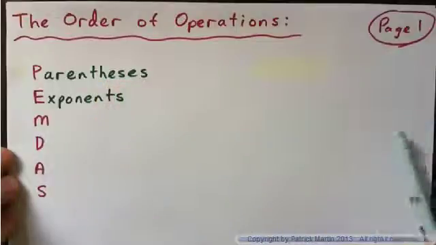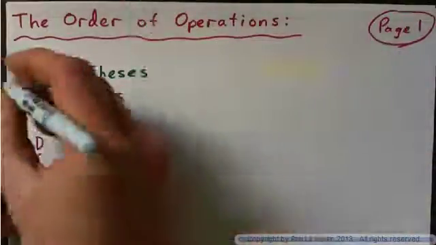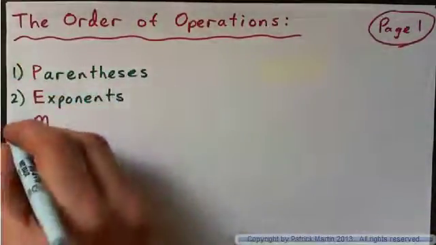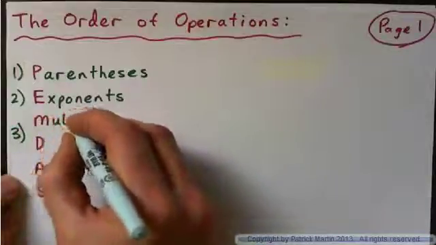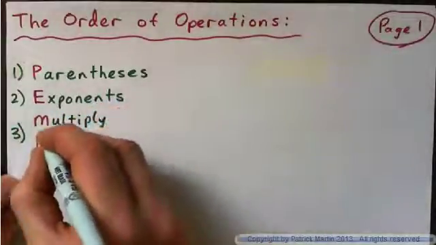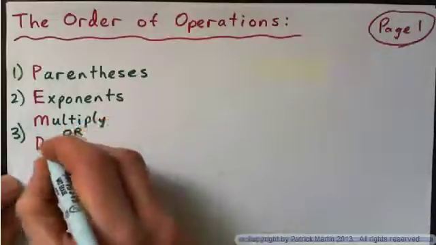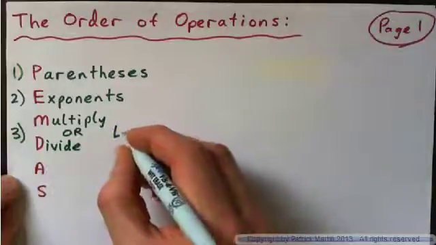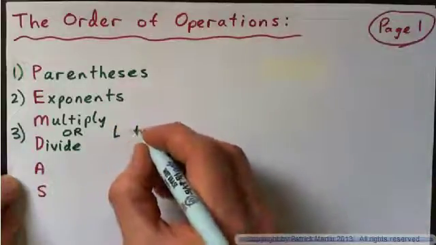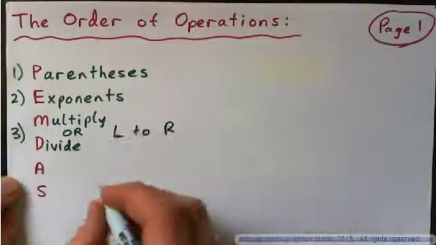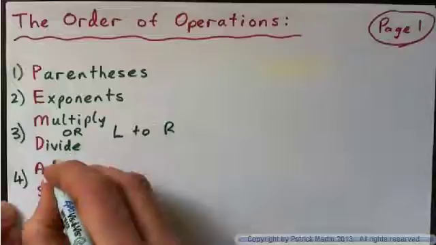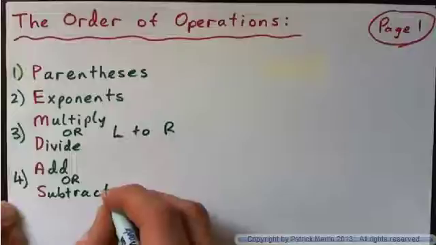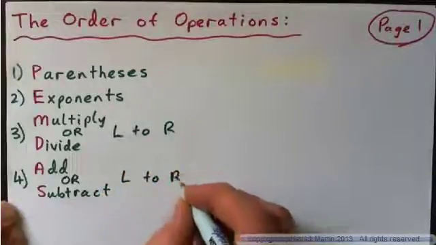So please take this down. So number 1, we do parentheses. Number 2, we do exponents. The third step is we multiply or divide from left to right. L to R, left to right. Okay. And the fourth thing we do is we add or subtract from left to right. Okay.